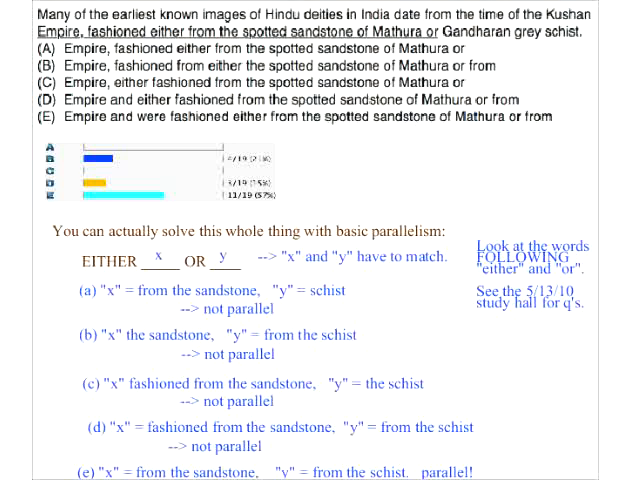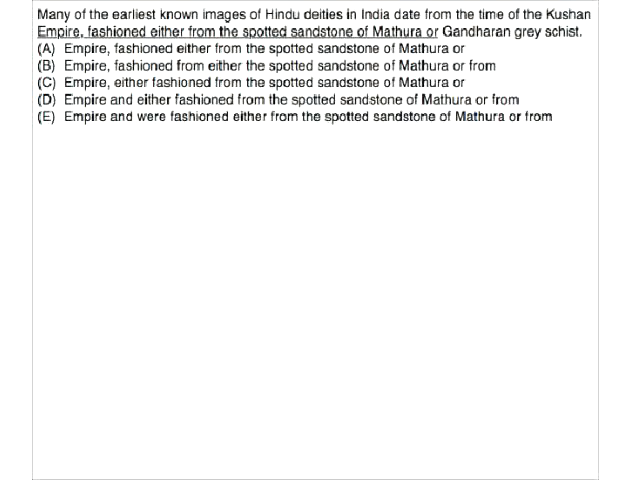Let's do that. So notice in 3 of these choices, you've got a modifier, comma, fashioned, and in the other 2 choices, you have "and." So the question is, which one of these do I want? Should I have a modifier, or should I have "and"? Well, here are the 2 ideas.